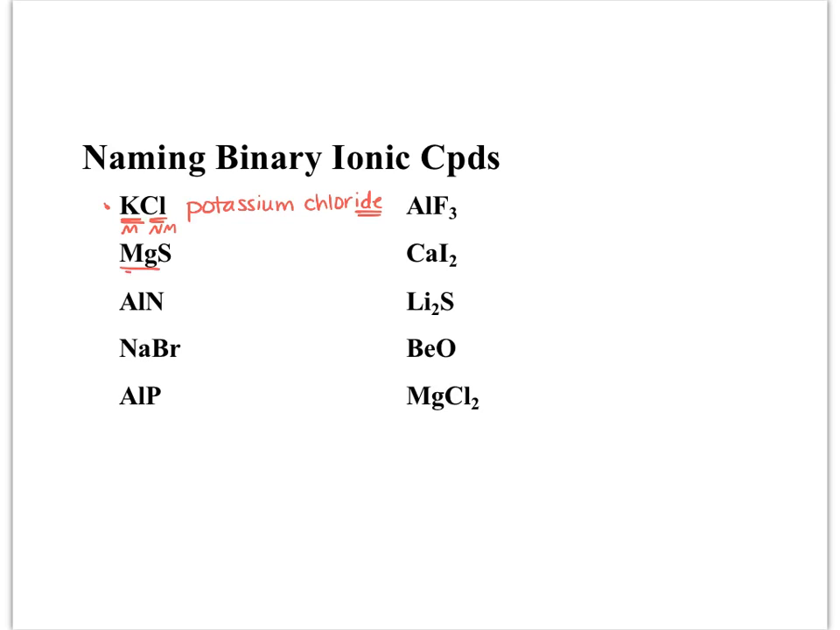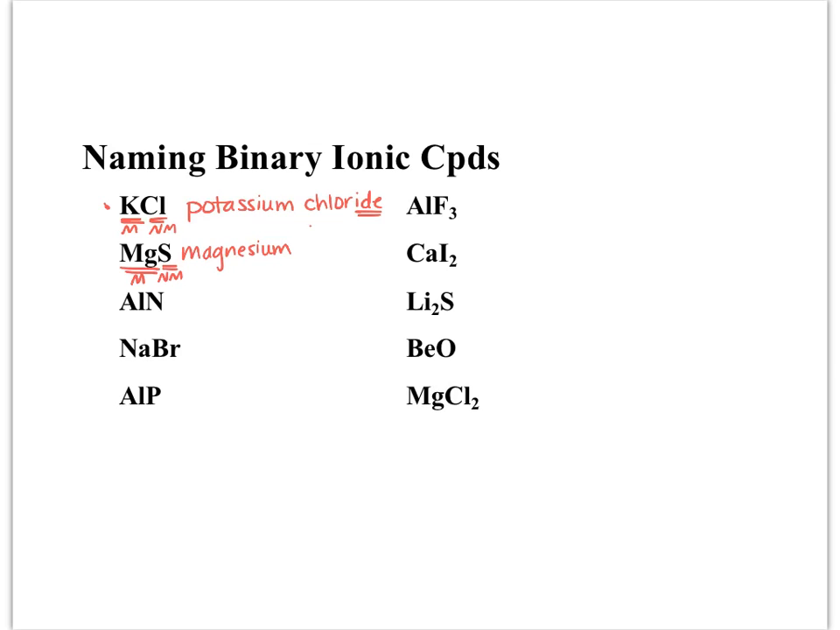Okay, so this next one, again, we know this is ionic because it contains a metal and a nonmetal. So the first name of this compound is magnesium. We never change the name of the first element. The second element is sulfur.